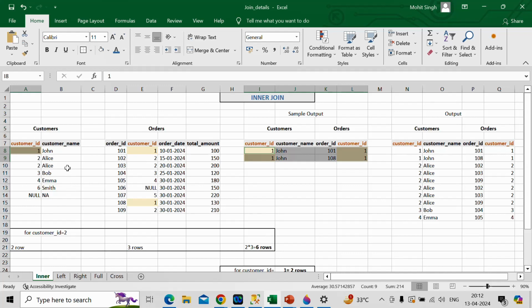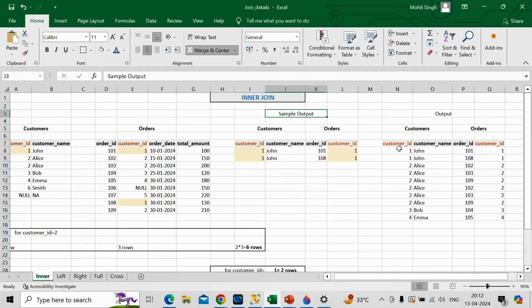So in this table, for customer ID value 1, we have one row, and in orders table, for customer ID equals value 1, we have two rows. So the number of rows in output for customer ID 1 will be 1 into 2, that is 2 rows. Okay. So this is a sample output and this is the total output. So the same thing we are observing here. For customer ID 1, we have 2 rows.